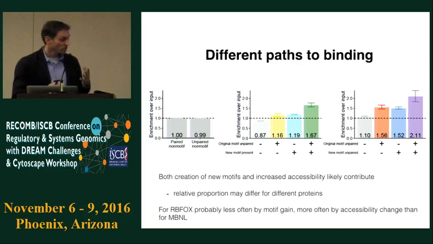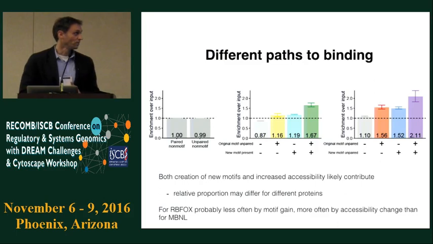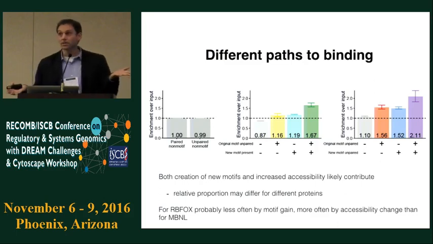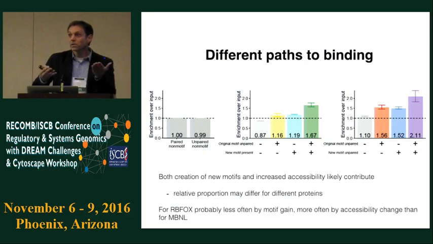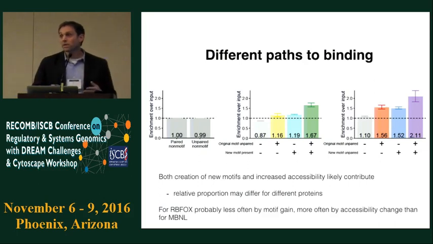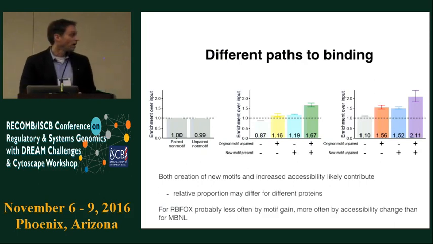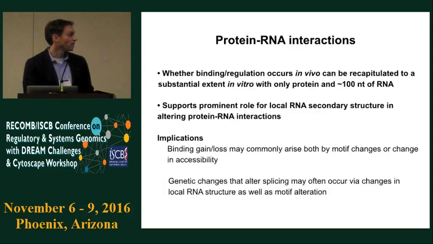And so, looking at these data together, we estimate that creation of a new motif and structural alteration that unpairs an existing motif are roughly equally good ways, and perhaps of comparable frequency, in the evolution of new binding affinities.